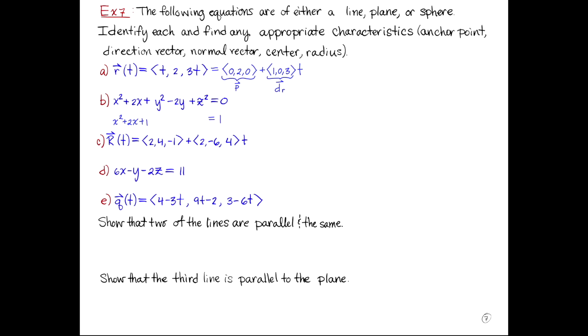Looking at our y terms, we have y squared minus 2y. To make this into a perfect square, we take half of negative 2, which is negative 1, and we square it, giving us plus 1, adding 1 to both sides. Since the z squared doesn't have any linear terms, there's no z, we can just leave this as plus z squared.